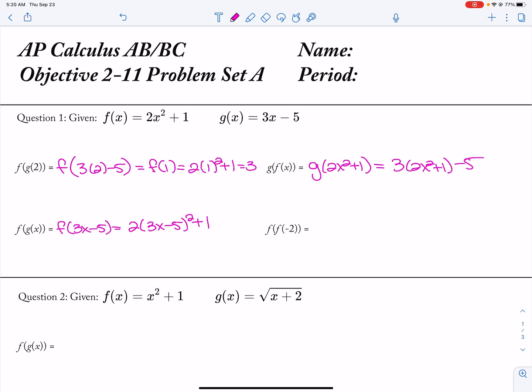F of negative 2 is f of 2 times negative 2 squared plus 1. So negative 2 squared is 4, times 2 is 8, plus 1 is 9. So this is f of 9. So 2 times 9 squared plus 1. So that's 81 times 2, which is 162. So then this is 163. Okay.